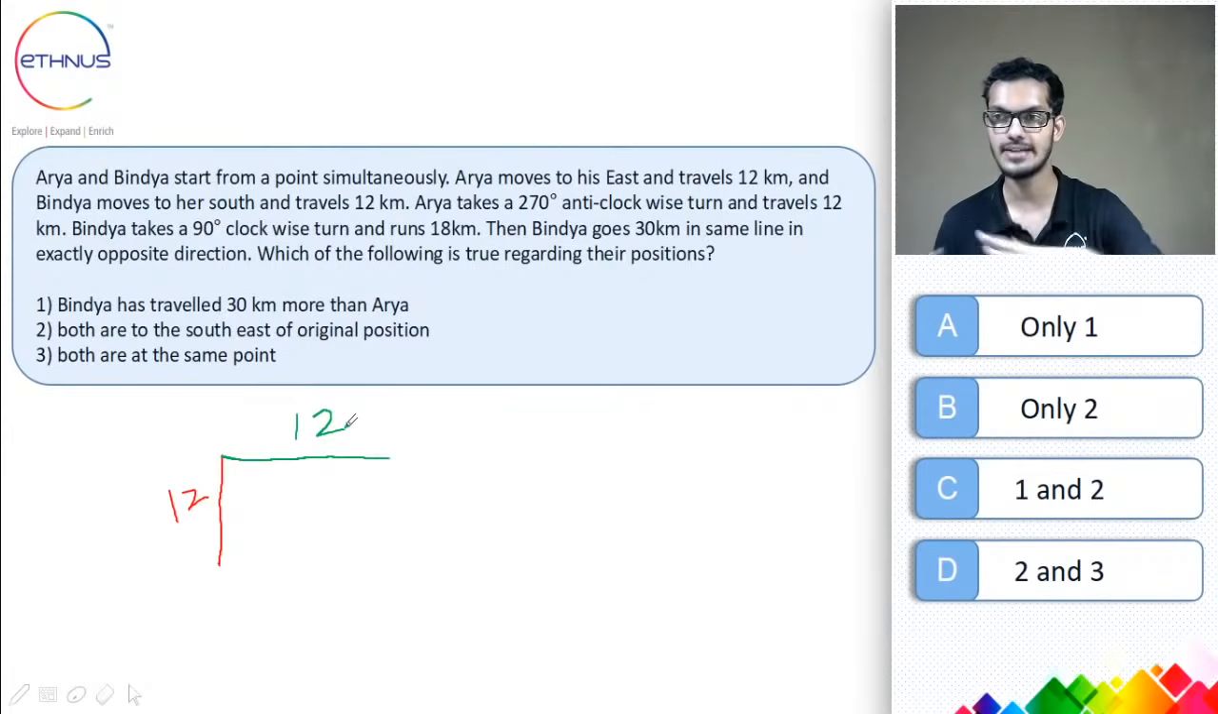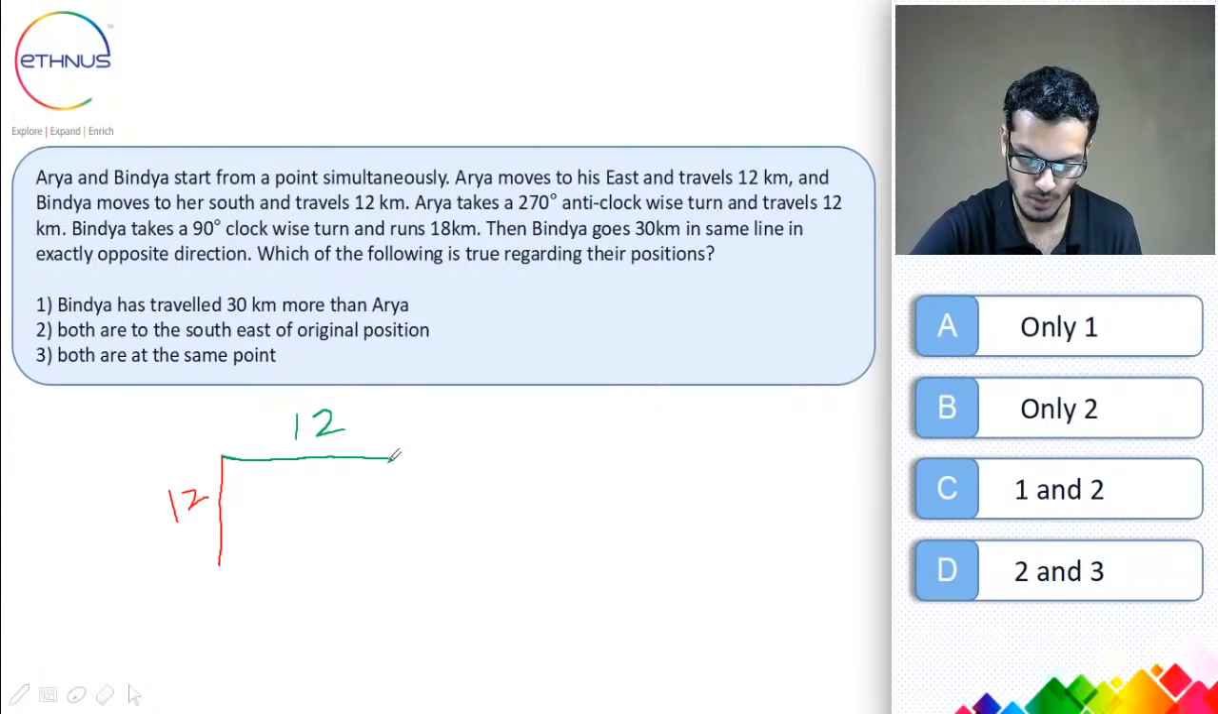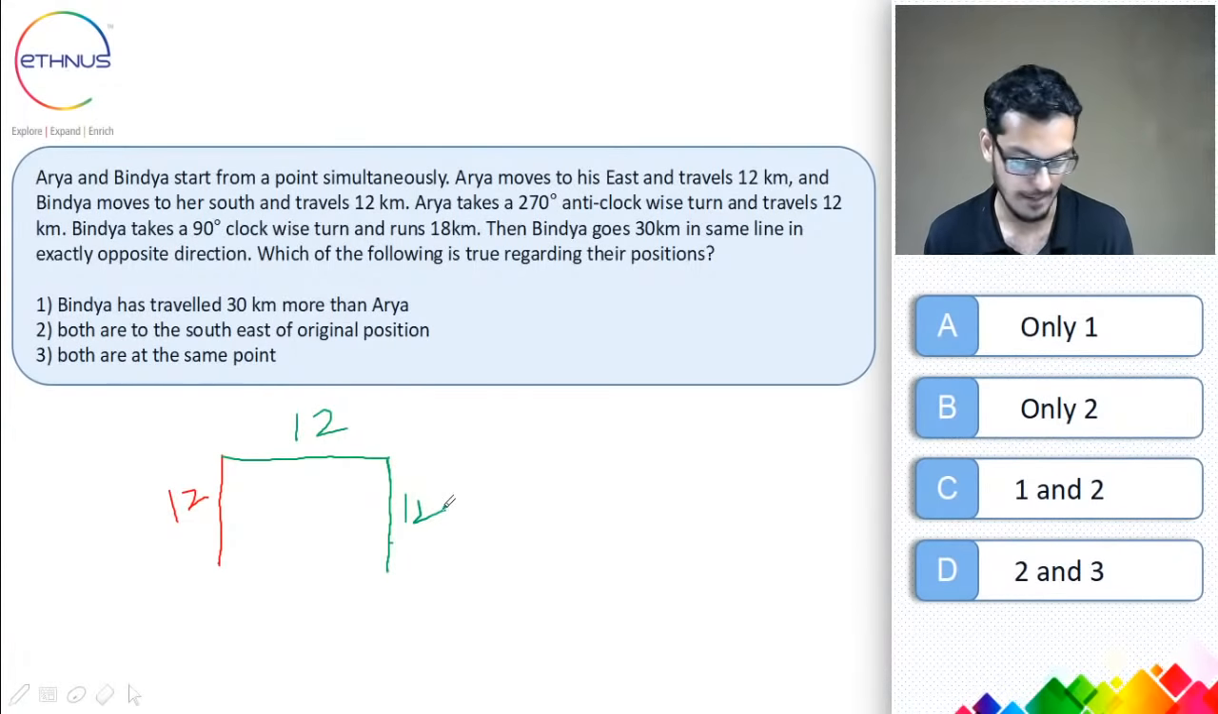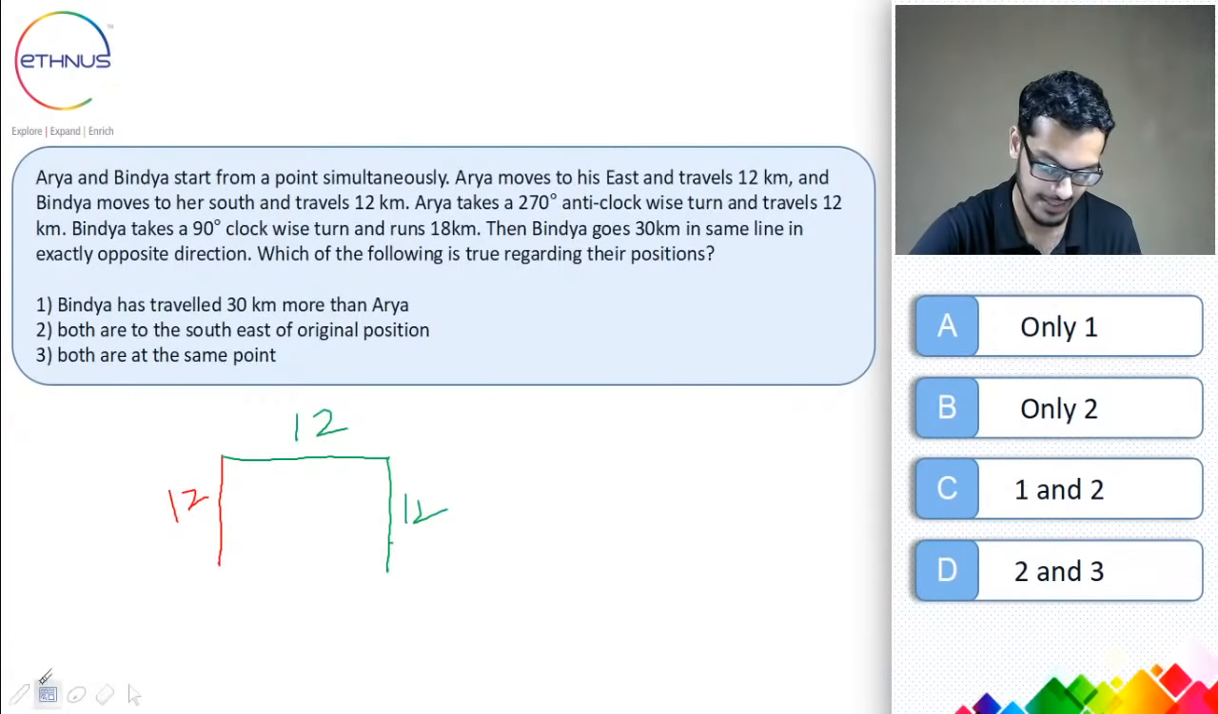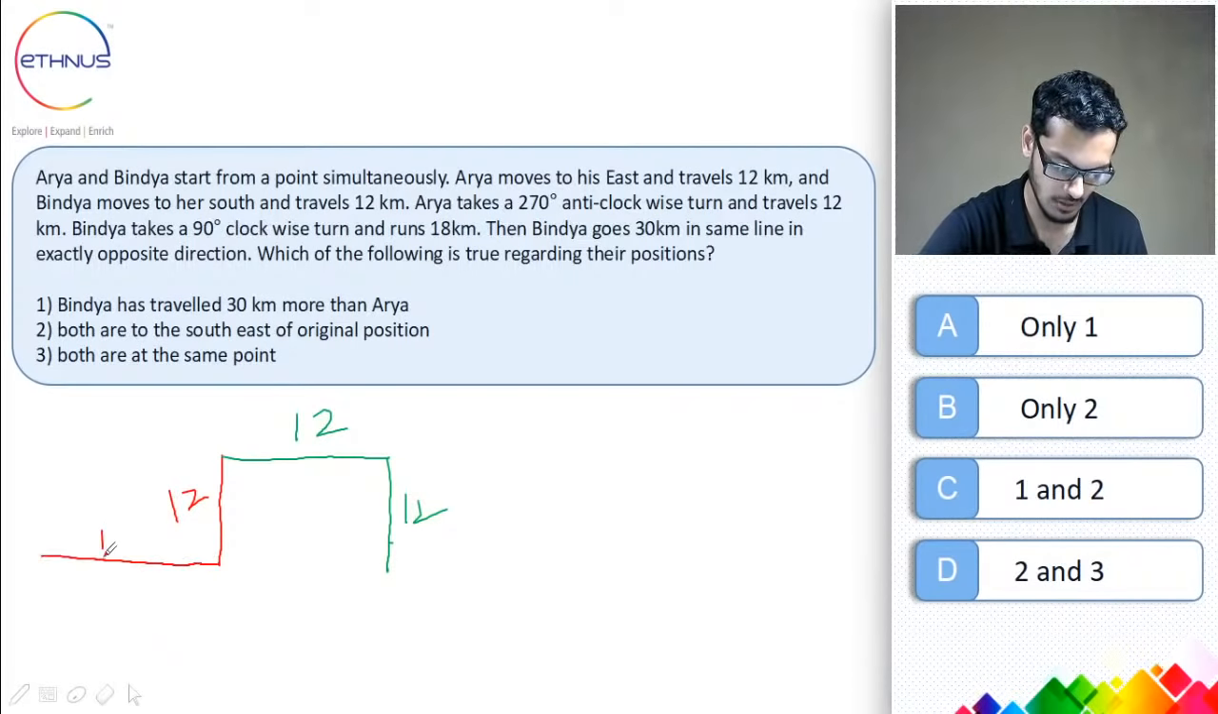anti-clockwise turn. So she is facing in the east direction. Anti-clockwise, if we take 270, definitely it will be downwards, and travels 12 kilometers. That is what is given here. Okay. Now what happens to Bindya? Bindya takes a 90 degree clockwise turn and runs 18 kilometers. That's a right turn and it's 18 kilometers.